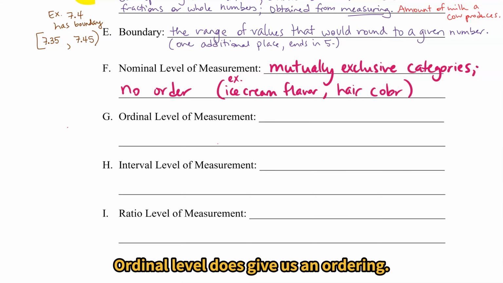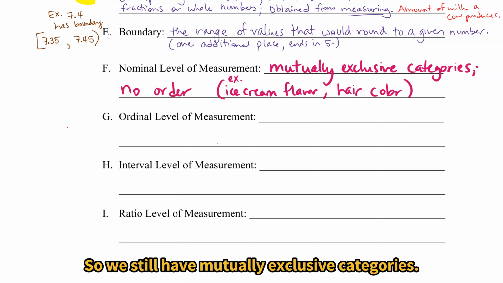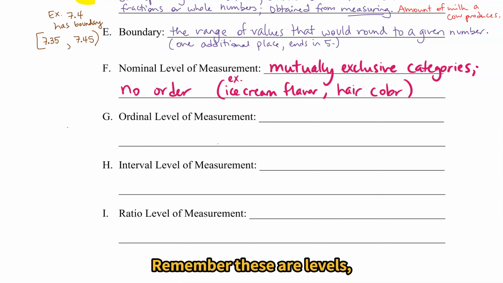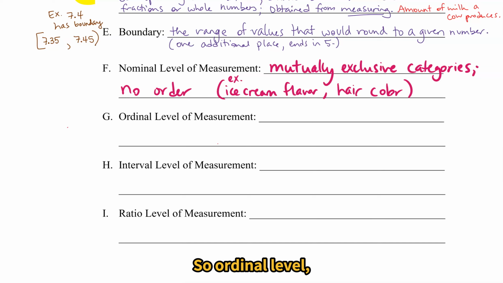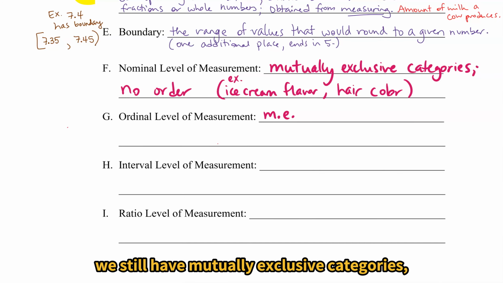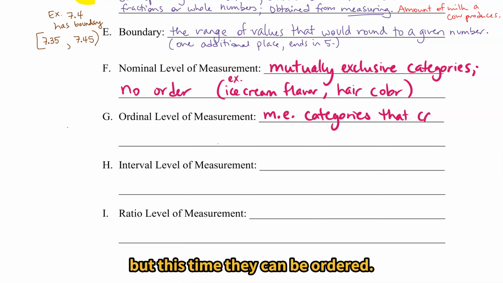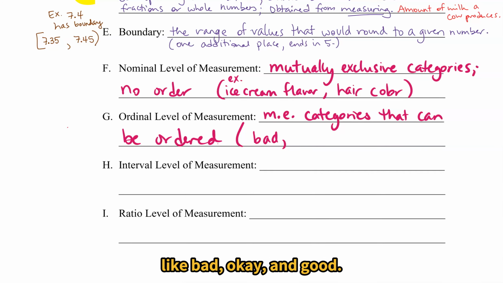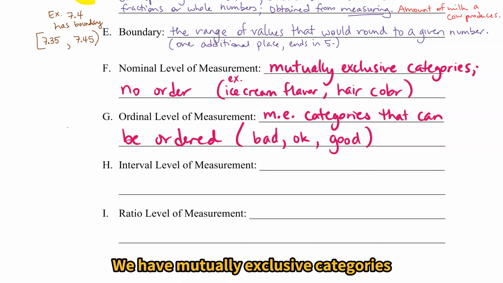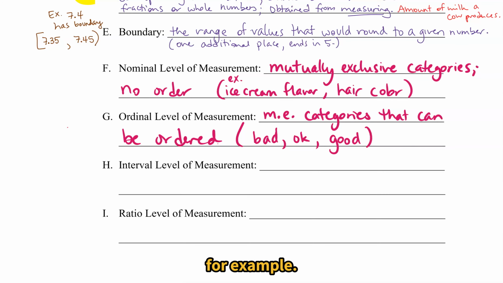Ordinal level does give us an ordering. So we still have mutually exclusive categories. Remember, these are levels, so whatever happened before, we inherit that property with the next level. So ordinal level, we still have mutually exclusive categories, but this time they can be ordered. This one could be something like ranking a restaurant, like bad, okay, and good. We have mutually exclusive categories, and we can order them worst to best, for example.